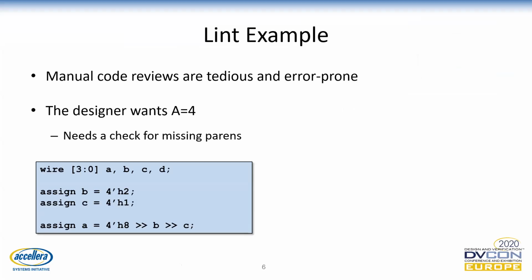So manual code reviews are both tedious and error prone. So here's an example where a designer can introduce unintended ambiguity, right? So if you look at the assign statement, by not including parens in this signal assignment, the intended order of operation between the two shift operators is ambiguous. So in this case, lint analysis will flag an error and require that the designer add parens to this assignment. Because manual reviews may not always catch every problem, lint analysis is a more efficient, thorough, and less error-prone way to detect design issues.